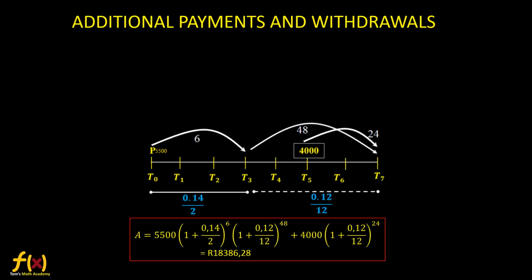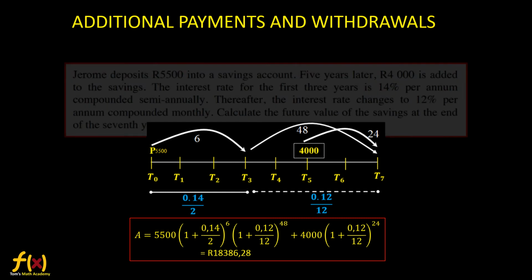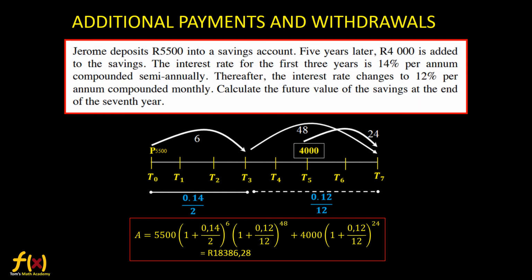Additional payments and withdrawals. Look at the timeline. 5,500 deposited. Then 5 years later, another 4,000. But the interest rate for the first 3 years is 14% compounded semi-annually. And then thereafter, it is 12% monthly. So this number line will help you to understand.